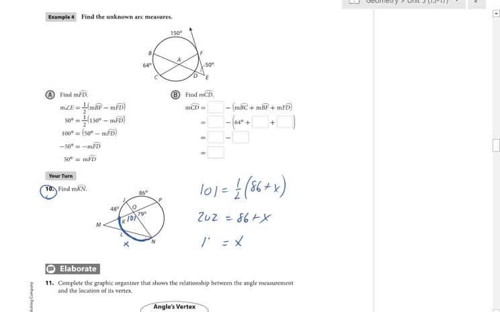202 minus 86. Is that 116? Yeah. So you get 116 that way.